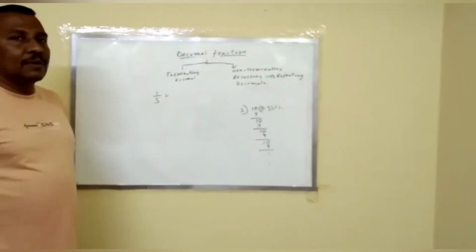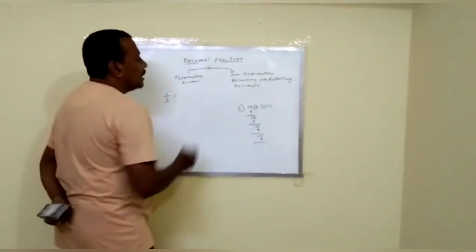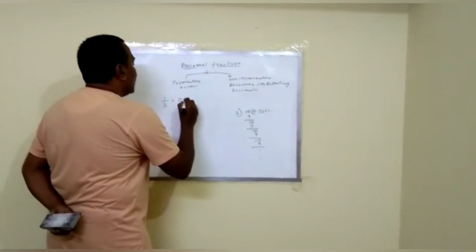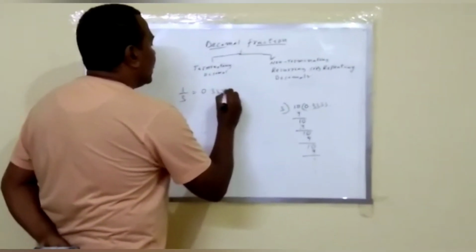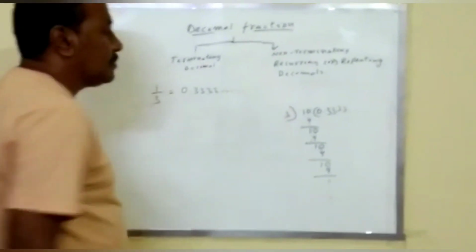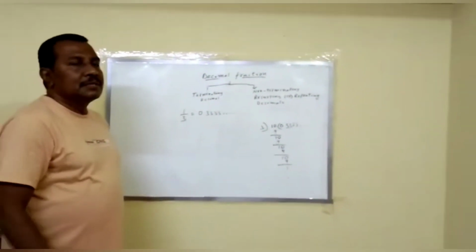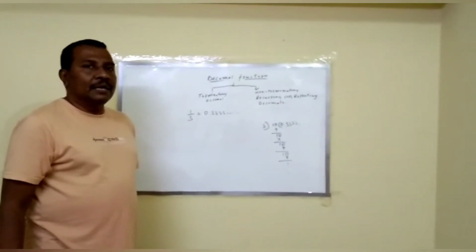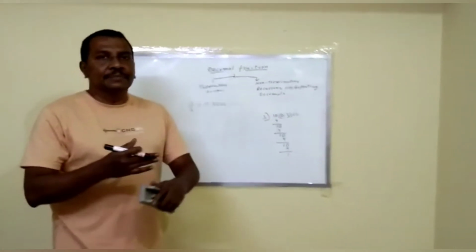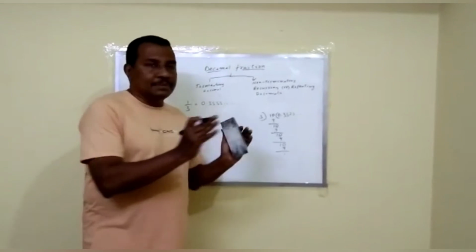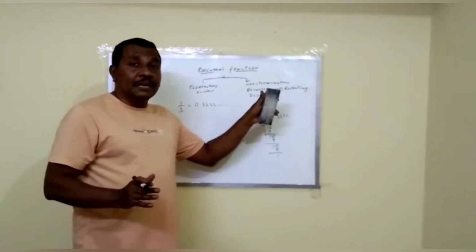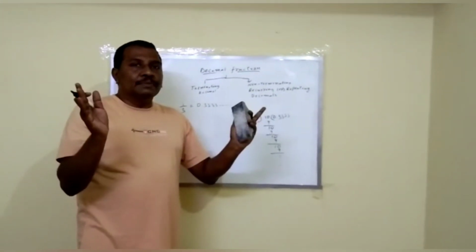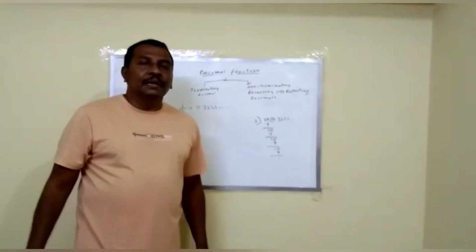Such decimals are called non-terminating repeating decimals: 0.3333 and so on. In the next section, we'll discuss certain types of non-terminating repeating decimals. There are two types that we'll discuss. Okay, thank you very much.